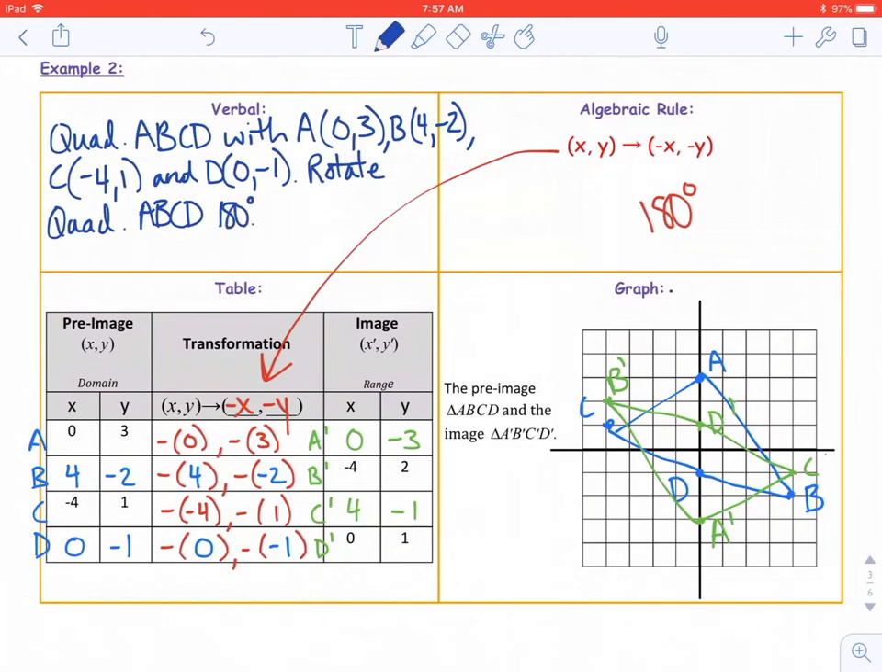All right, so that's it for example 2 of rotations.